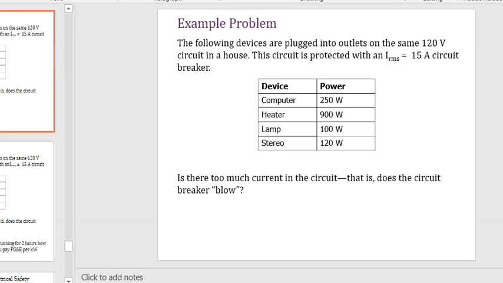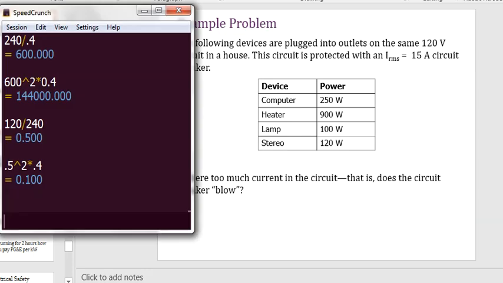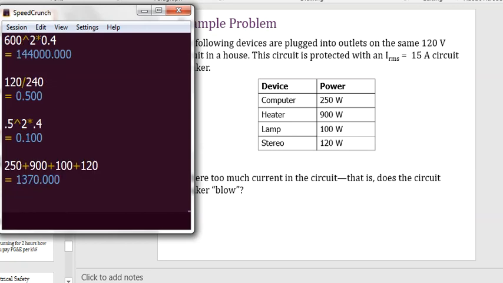Looking at this kind of problem, we can see that all of these devices will just add. So in other words, if we were to add 250, and I'll just add it here in this calculator, it's a little easier than writing it and then calculating it. So 250 plus 900 plus 100 plus 120. We can see that the total amount of power consumed, P total, is equal to 1,370 watts.